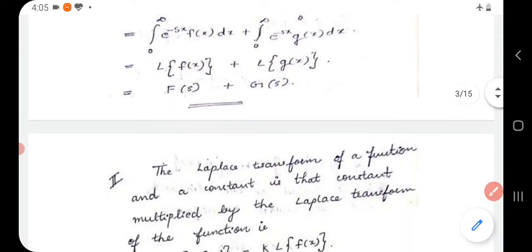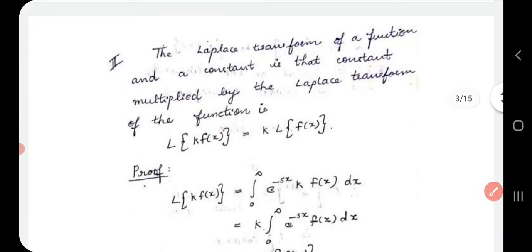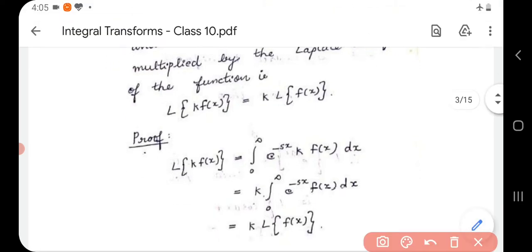Now, the second theorem. The Laplace transform of a function multiplied by a constant is that constant multiplied by the Laplace transform of the function. That is, suppose that you have a function f of x, multiplied by a constant, say k. Then just take the constant k outside. Then what remains will be the Laplace transform of f of x.